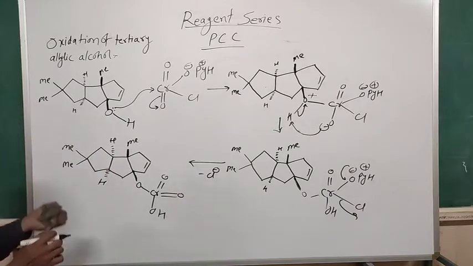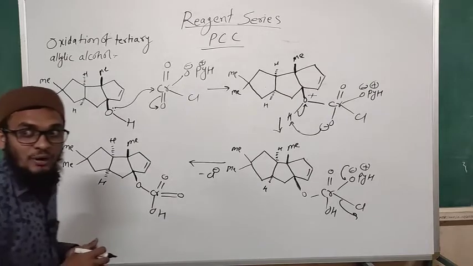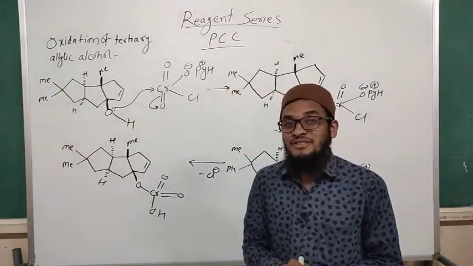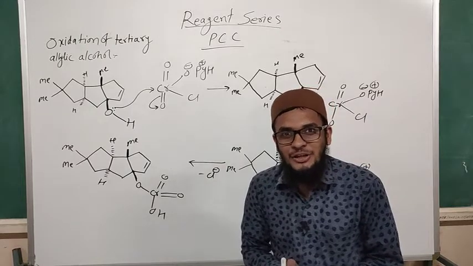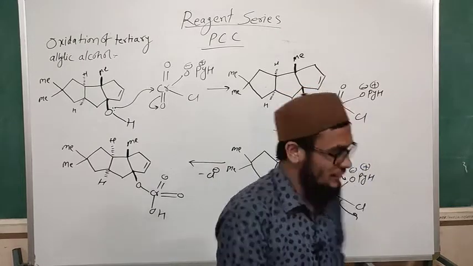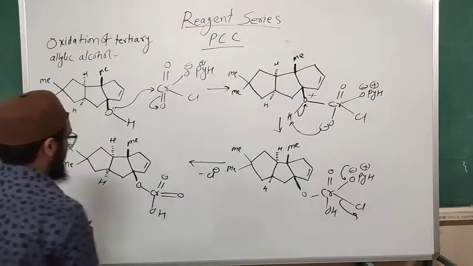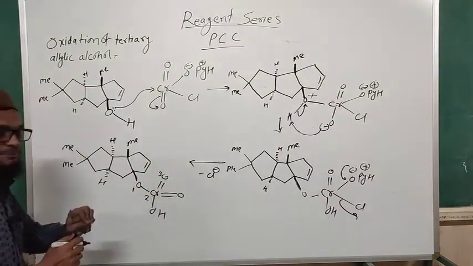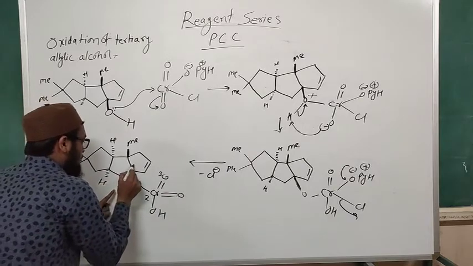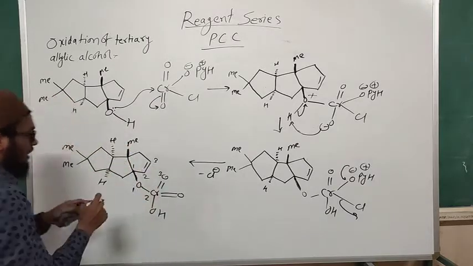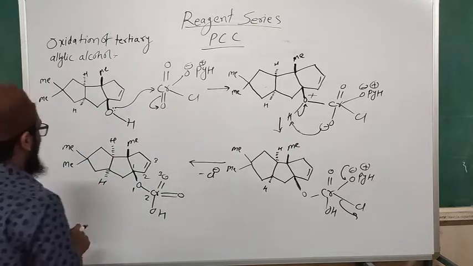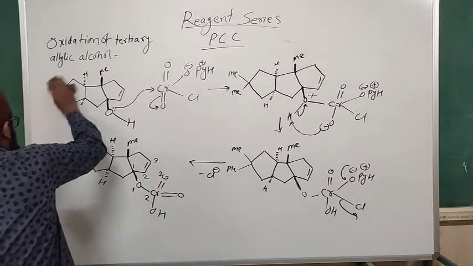Now what will happen in the next step? Next step, very famous 3,3 sigmatropic reaction. Now 3,3 sigmatropic shift. Look at here. 1, 2, 3. These 3 atoms. Look at here. This 1, 2 and 3. 3 and 3 will form the bond. Let me rub this all because I don't have space.